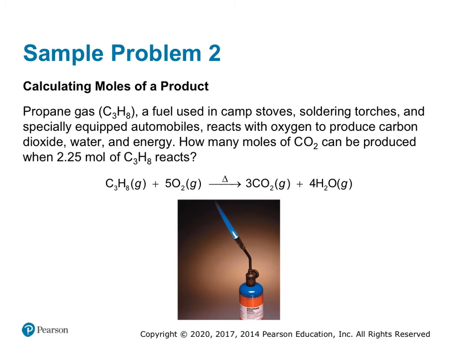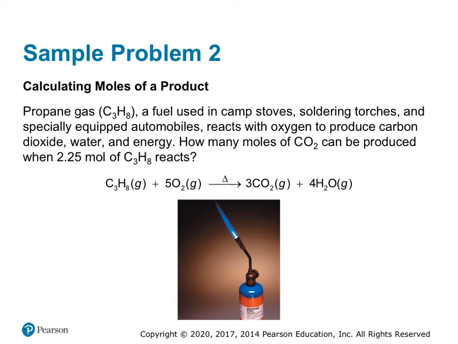So here's another example problem. Propane gas, C3H8, is a fuel used in propane camp stoves and in soldering torches, such as the one shown down here. Some cars and buses can use propane, and also the big tank outside your house, if you have a gas furnace, is full of propane. When we burn that propane, it's a combustion reaction, combining the propane with oxygen to produce carbon dioxide and water. So here we have our balanced equation.